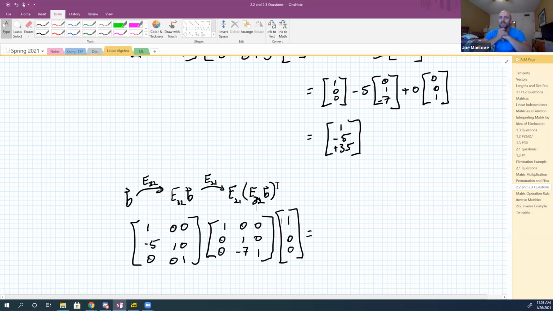Remember when I introduced this at the very beginning, I said, remember, a matrix is a function. The function E32 of E21 is different than E21 of E32. Remember, this is function composition, and exactly like Cody says, when you do one function and then the other, that's a different outcome than when you do them in the opposite order.